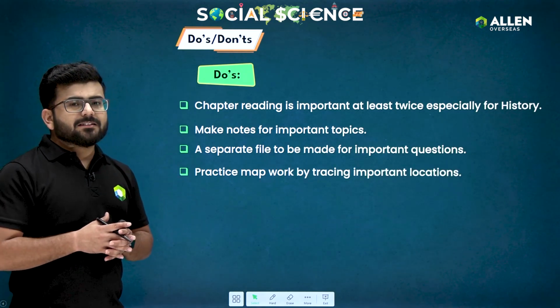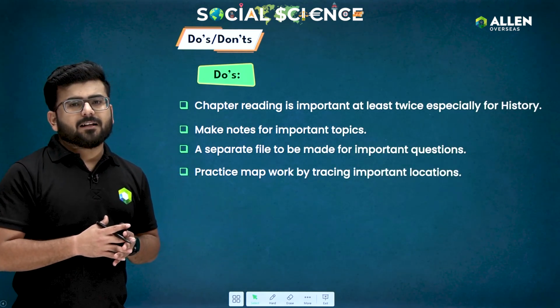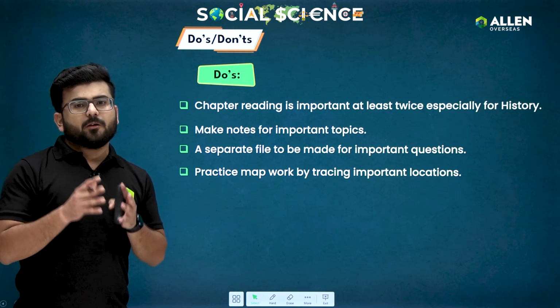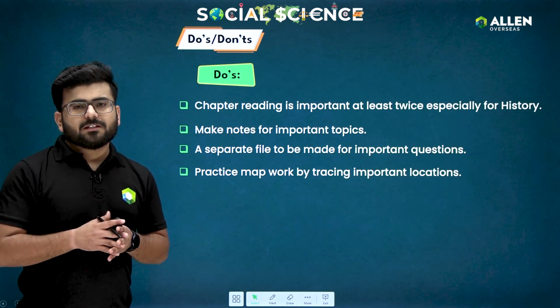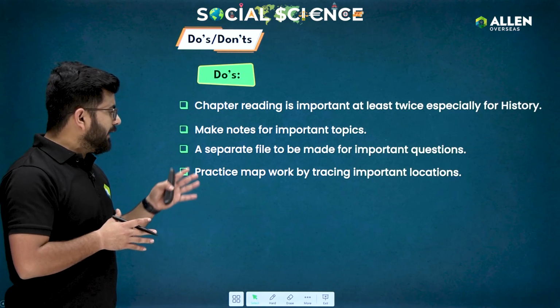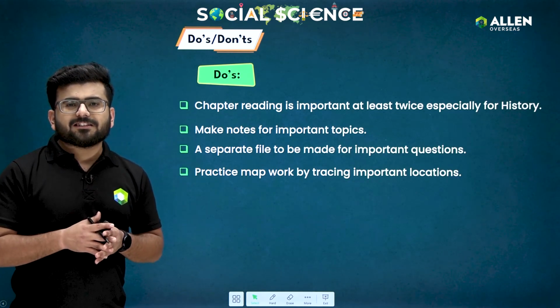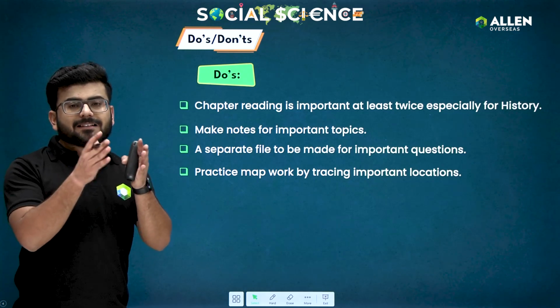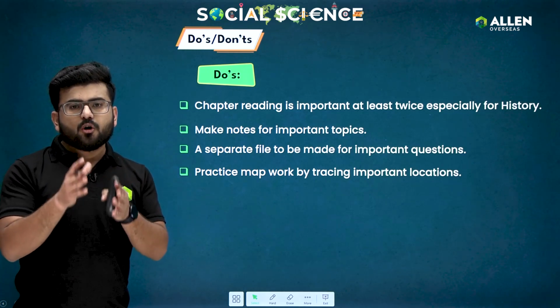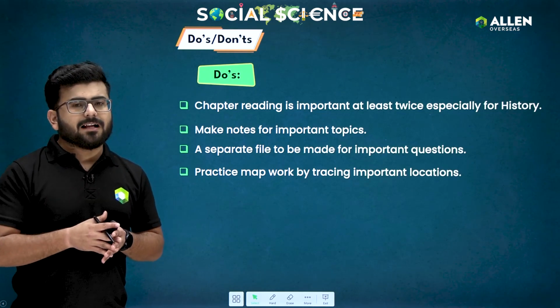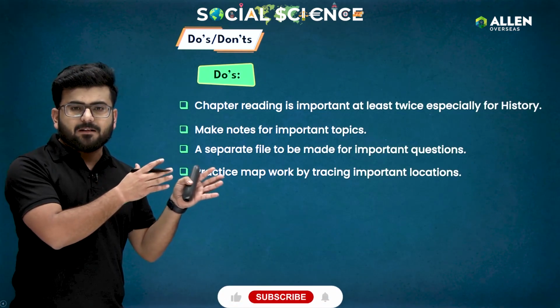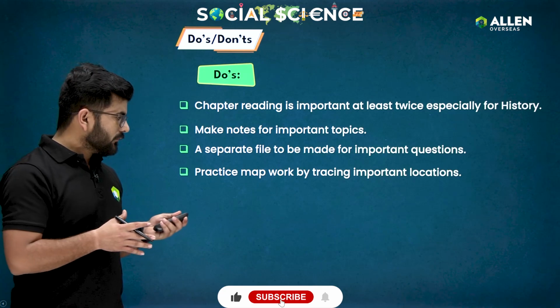Next, students, as we learned in the paper pattern, question number 37 will be of map. So map locations are important. What we can do is practice many maps, tracing important dates. For the students studying in Allen, we have given a separate map book. So all students who are studying in Allen can practice that map book.